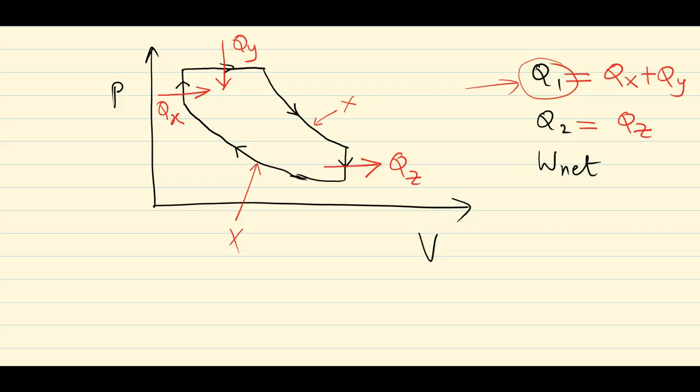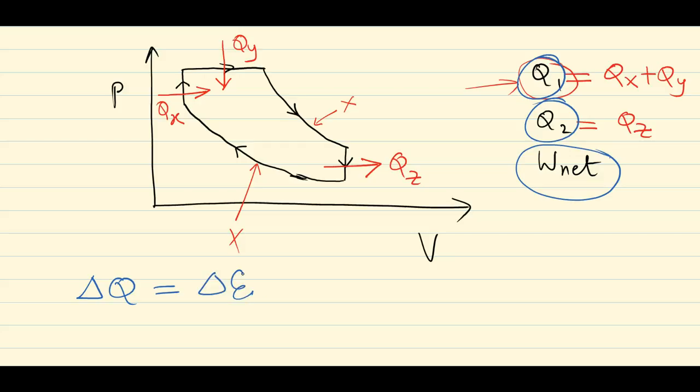Now finally, you can also calculate W net if you know Q1 and Q2 by the first law of thermodynamics. So the first law states that the total heat supplied to the gas is equal to the change in the internal energy of the gas plus the work done by the gas. Now we note that we are describing here a thermodynamic cycle, and therefore the change in the internal energy will be equal to 0 because it's a cycle.